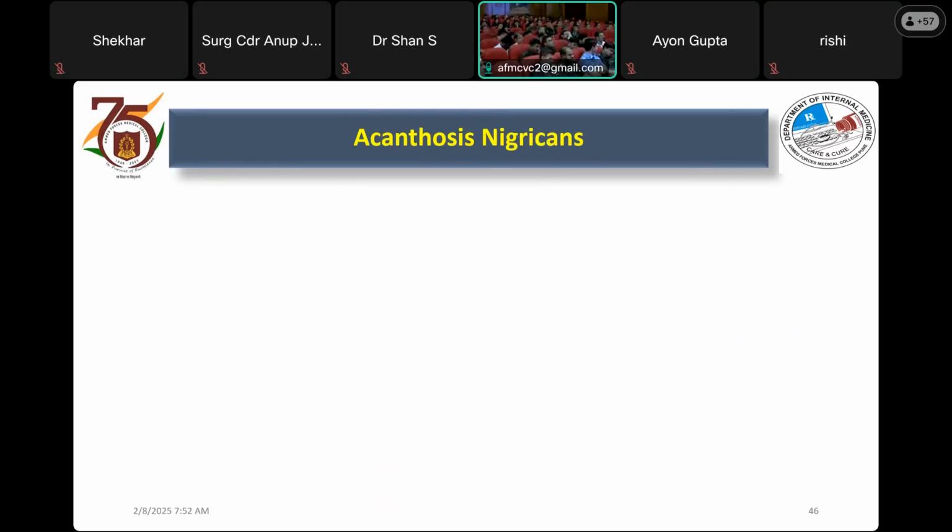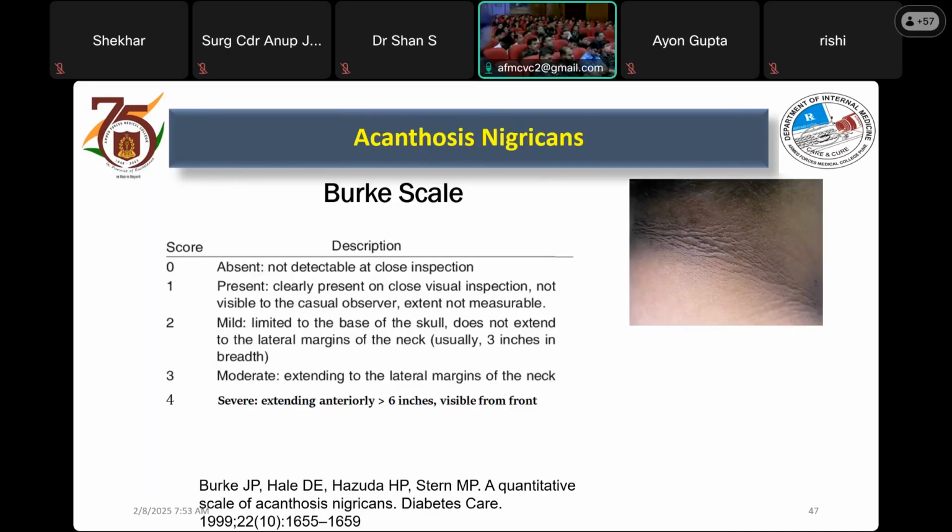So basically, whenever acanthosis nigricans is present, we can also classify it according to the grade. Where do we look for acanthosis nigricans? Generally in the neck, but it can also be present in the axillary region, even in the face and also over the knuckle areas. Because we are physicians, we have to practice medicine objectively so that we can decide about the severity.